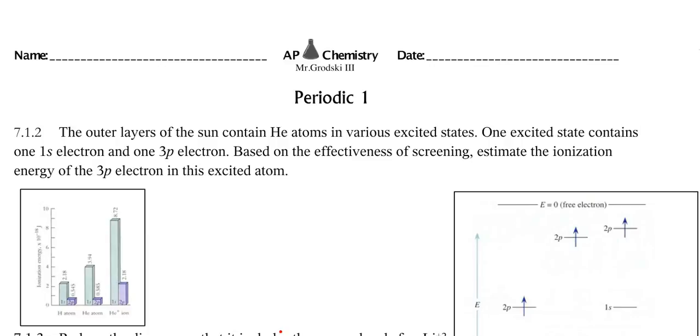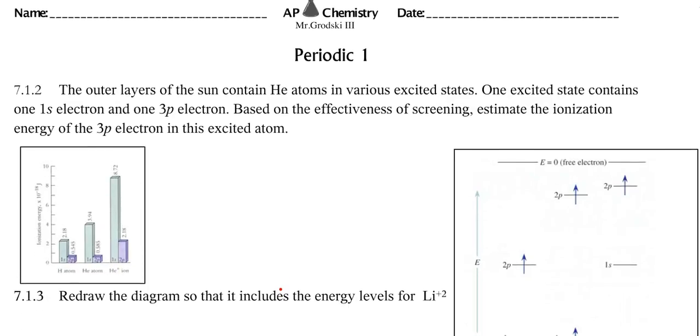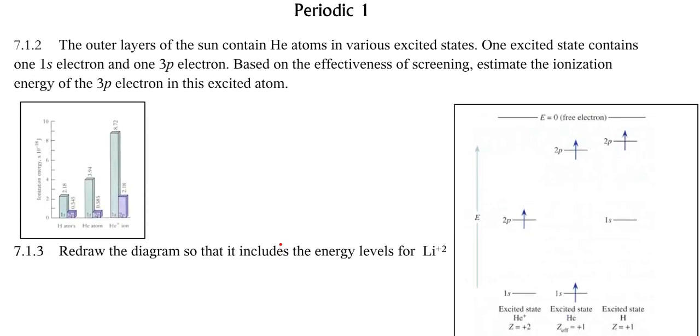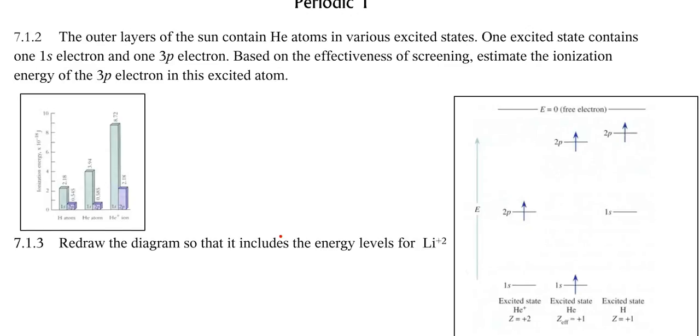So let's go over the periodic 1 worksheet. This is a really good review for our quiz. In this question, the outer layers of the sun contain helium atoms in various excited states. You should know that an excited state means electrons are in higher energy levels than they normally are. The Aufbau principle states electrons always go into the most stable, low energy state.